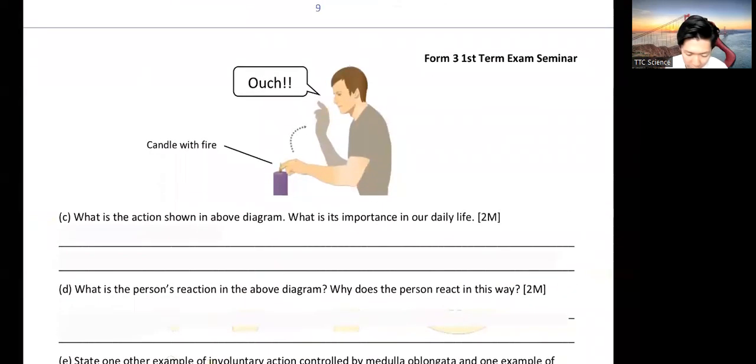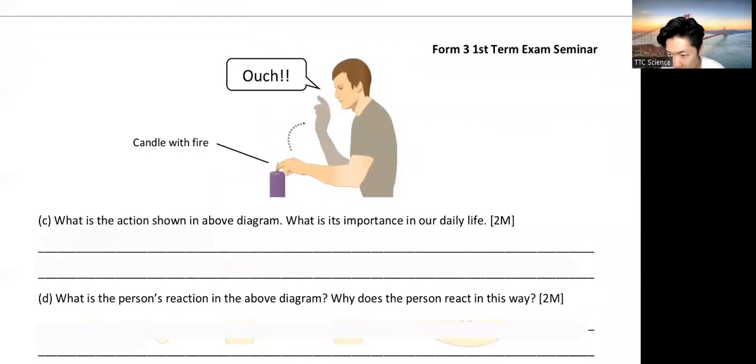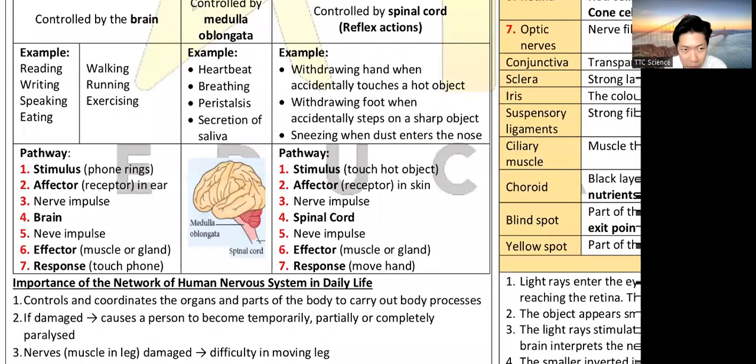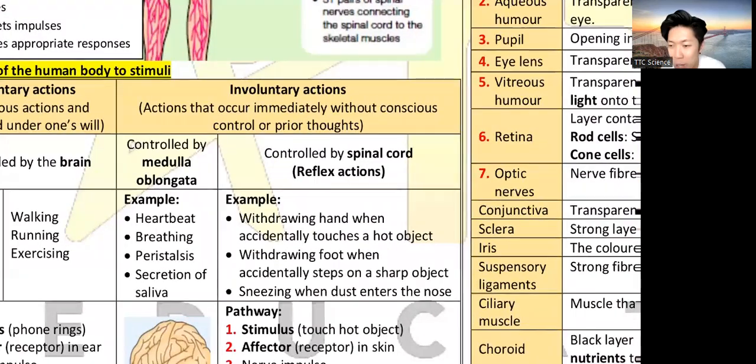Okay, so next picture. Candle with fire, and then the picture shows you what, ouch. Touching something hot lah. Then you can see the picture shows the hand. What action is shown in the above diagram, specifically to the diagram, and what is the importance? Okay. Involuntary. So obviously, you all should know, right? You know what this is? Like you touch something hot, then your hand goes away.